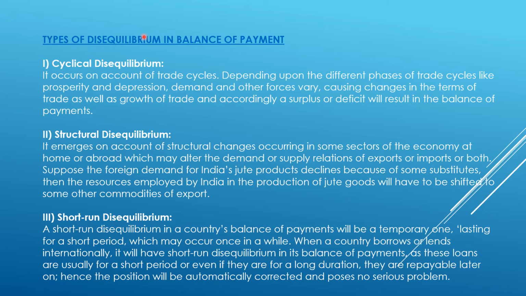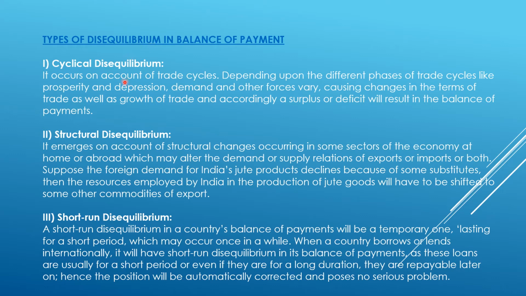Then the second, under capital account, all the capital items are recorded. The main motive of capital account is to correct the unfavorable situation which has occurred under current account. Let's say a country is taking a loan from another country to correct the unfavorable situation which has occurred under the current account. So this is all about disequilibrium in balance of payment.